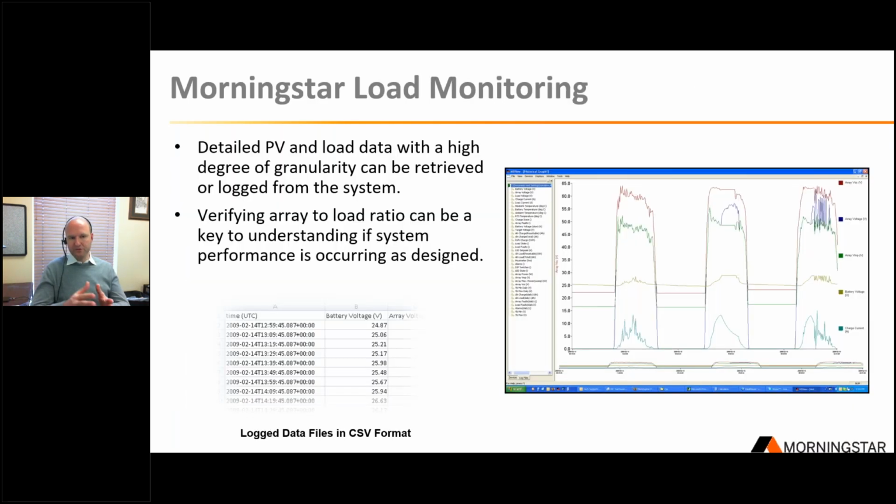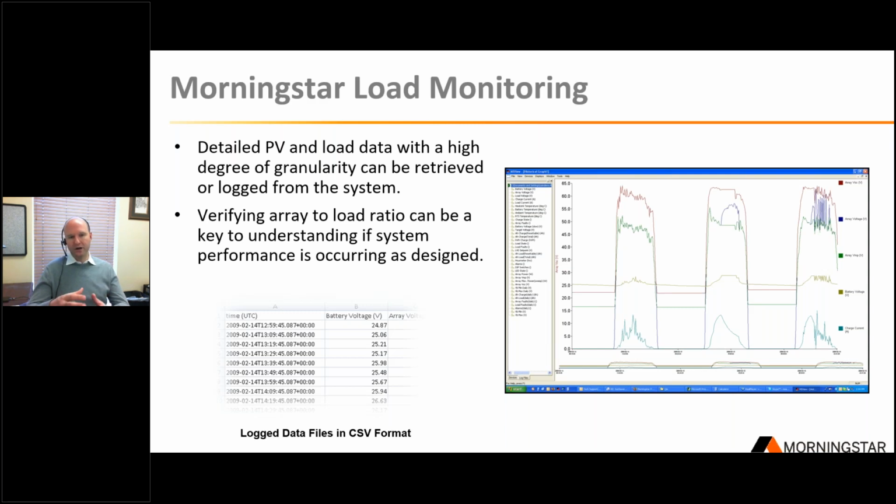And lastly, if you use Morningstar's load monitoring using MSView, that's another way to get very detailed data yourself if you're just connecting to a couple controllers. But I wanted to use this as an example because there's some really nice graphs there that show 3 days of operation. You can see what the solar array is doing, what the battery's doing. You can see what the load is drawing.